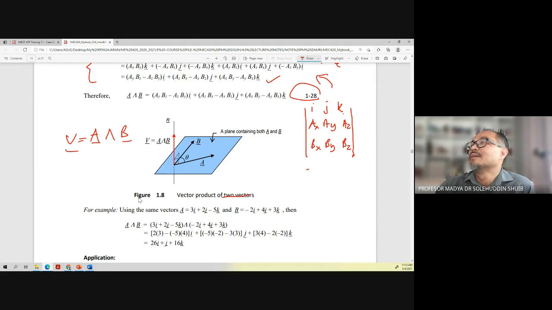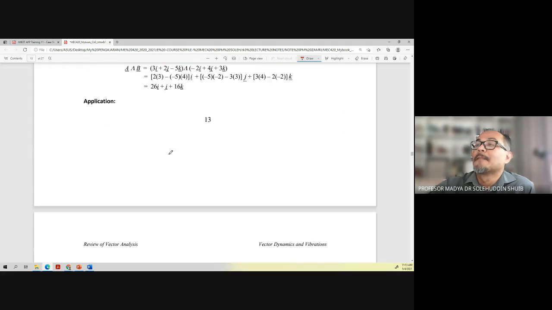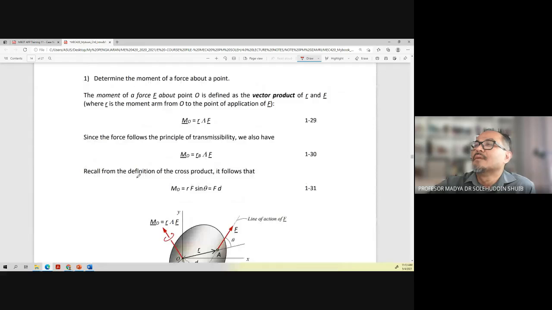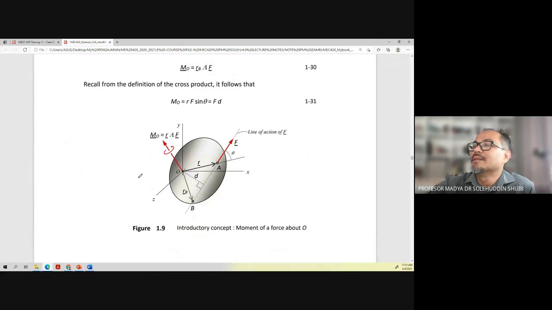We are using a 3 by 3 matrix to include I, J, and K. This one determines the moment of a force about a point. We're going to learn this later on.